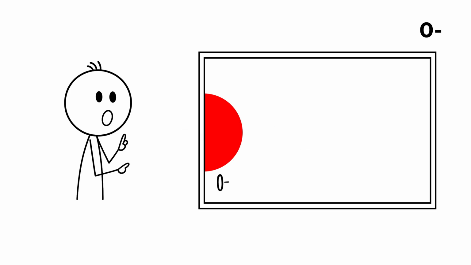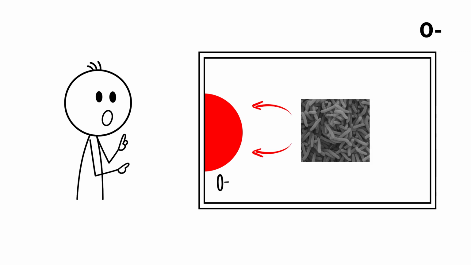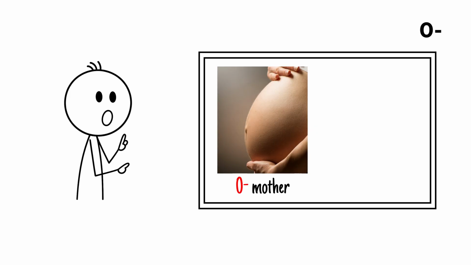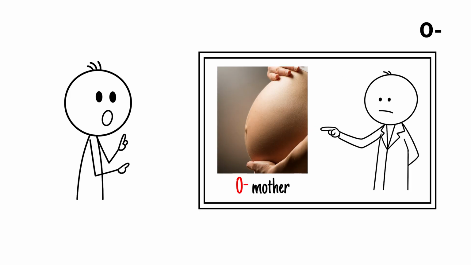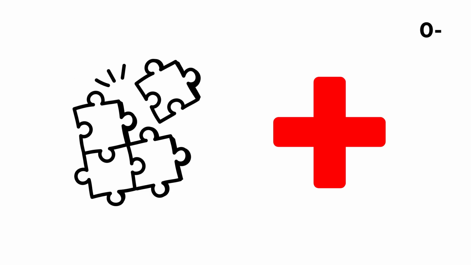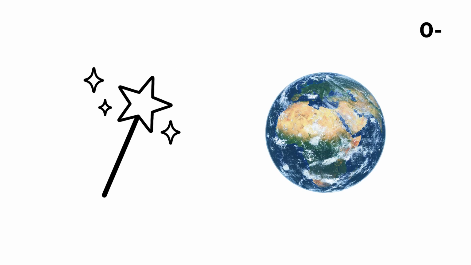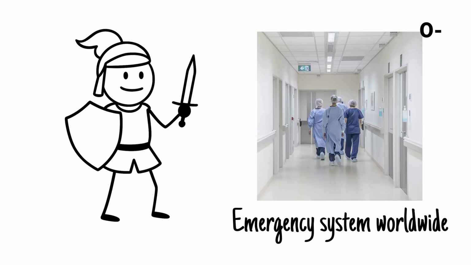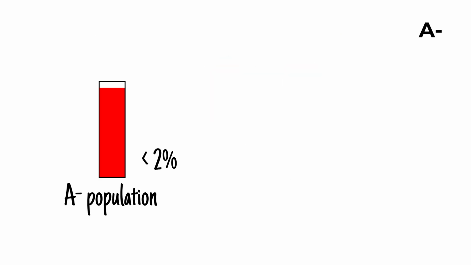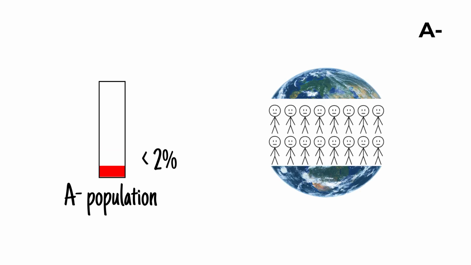weaknesses. People with type O tend to be more vulnerable to severe cholera and norovirus infections because of the exposed H antigen. Moreover, O-negative mothers require careful medical monitoring during pregnancy to prevent hemolytic disease in newborns. Despite its scarcity, O-negative remains irreplaceable in medicine, a silent safeguard of humanity, vital to every hospital and emergency system worldwide.